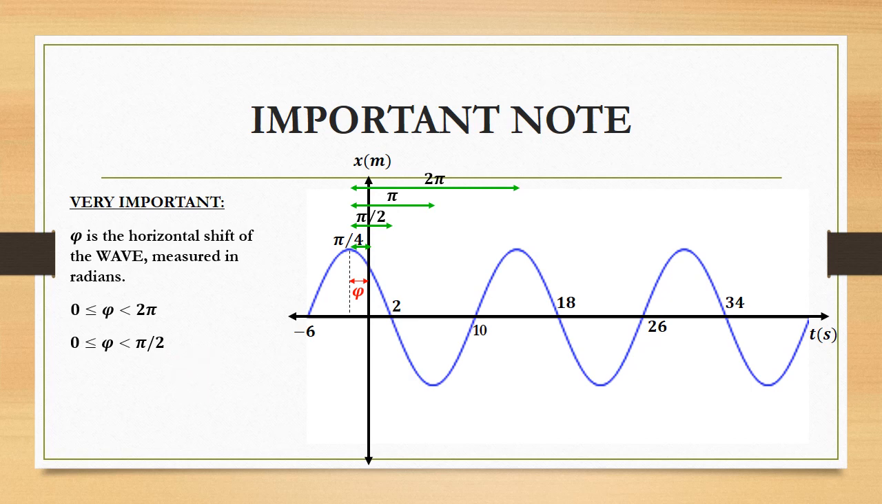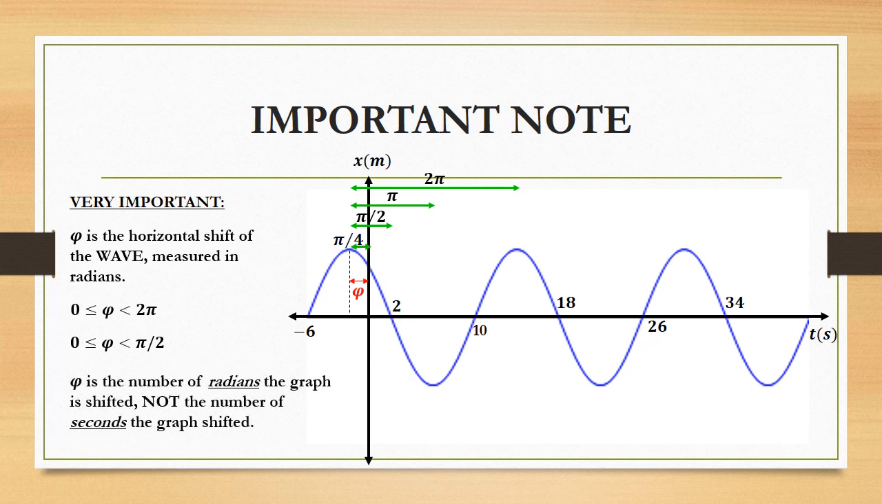So, putting it all together, phi is the number of radians the graph has been shifted. It's not how many seconds the graph has been shifted. When in doubt, draw this first green line I did. Draw 2 pi from one peak to the next, and then figure out the shift with respect to that measurement.